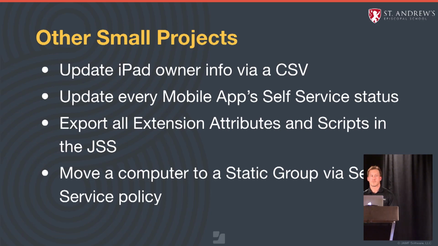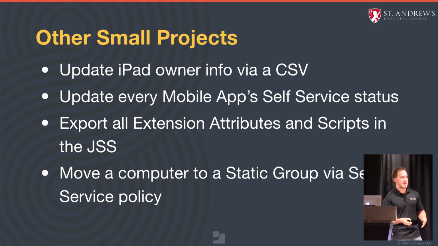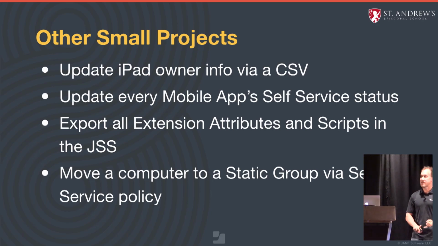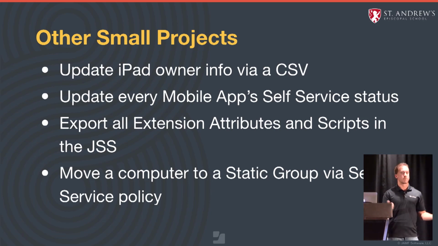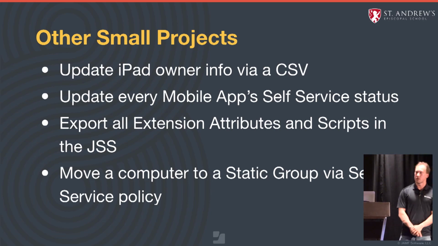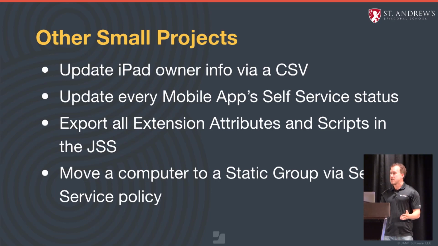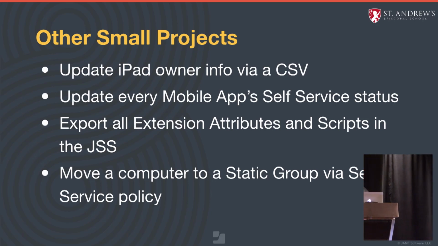A third big task that I did using the API is that there's no way to export extension attributes or scripts from the JSS. I've written a lot of pretty cool scripts, I feel, and so I wanted to be able to export those so I have them and so that I could upload them to a GitHub. So I wrote an API script to do that and write each one to a file. Another thing that I've done is I need to be able to move a computer to a static group, like it says there, via self-service policy. Once again, the Jamf API was the way to do that.